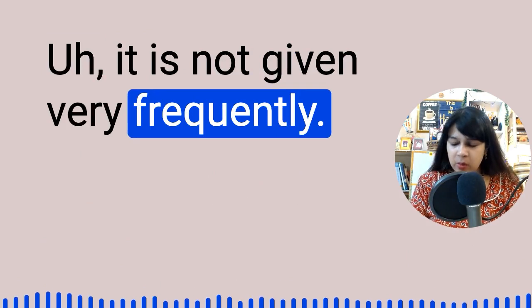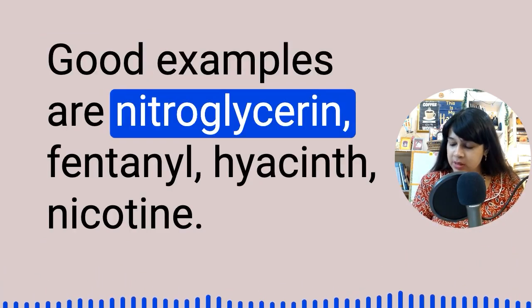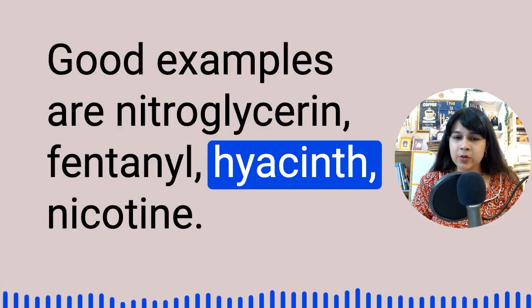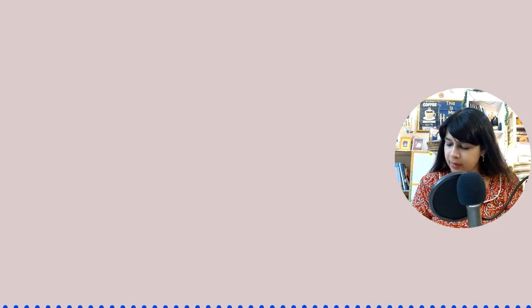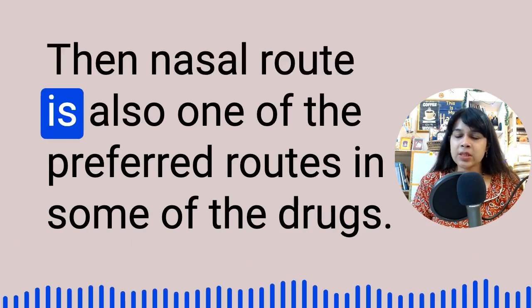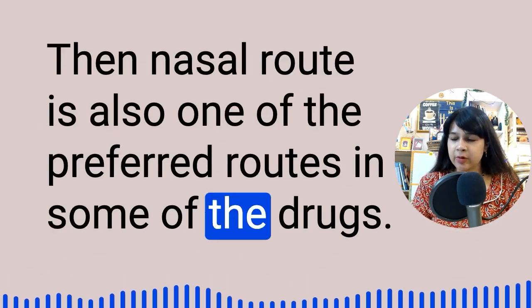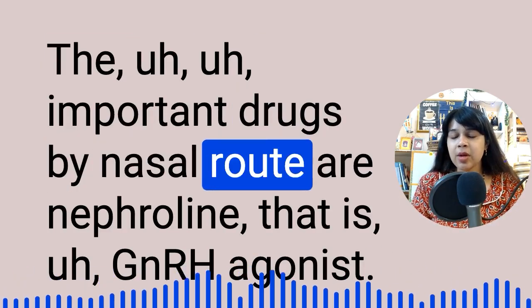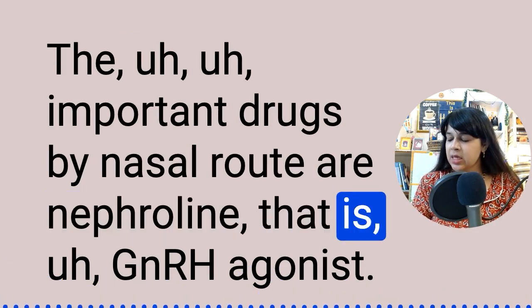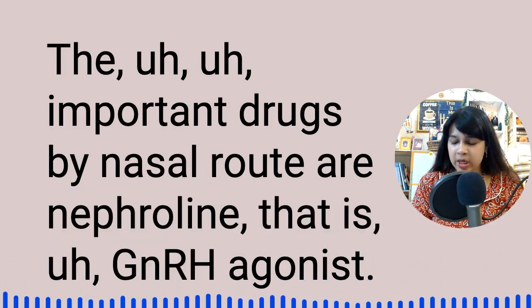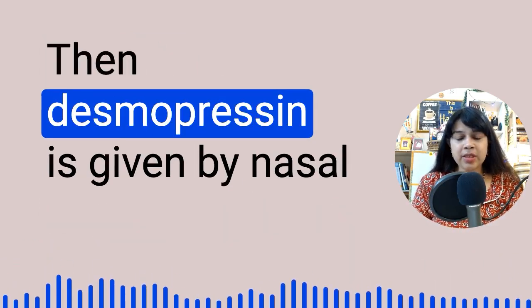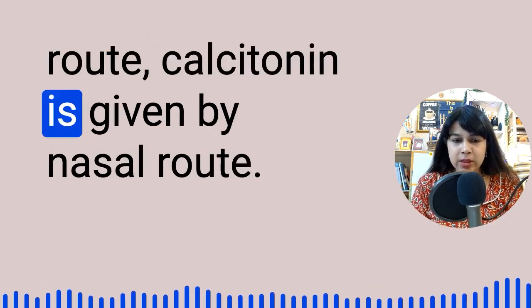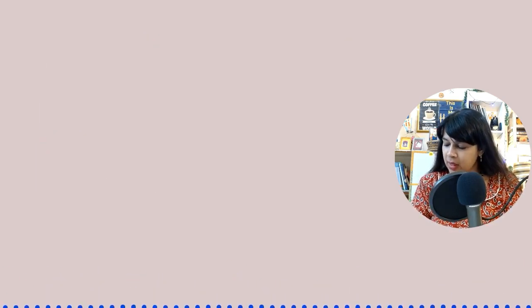It is not given very frequently. Good examples are nitroglycerin, fentanyl, hyoscine, nicotine. Then the nasal route is also one of the preferred routes for some drugs. The important drugs by nasal route are nafarelin, that is a GnRH agonist. Then desmopressin is given by nasal route. Calcitonin is given by nasal route.